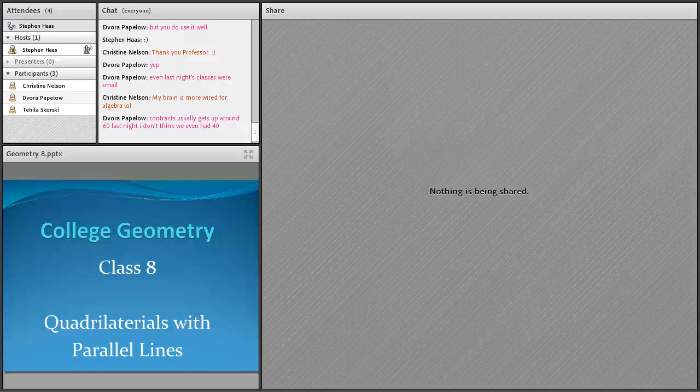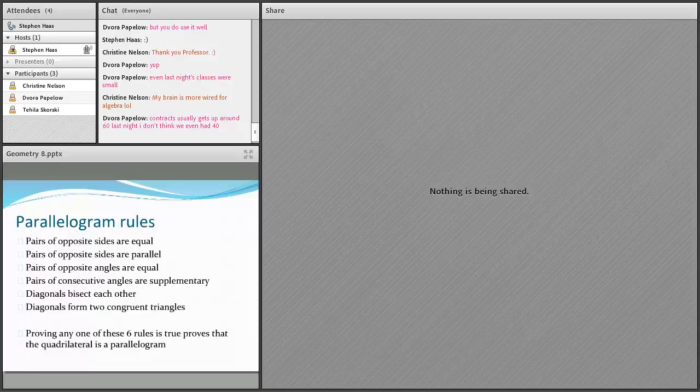But anyway, it is class number 8, and this class is about quadrilaterals with parallel lines. I'm going to zip through the slides because everything on them we've already covered in the past. Once we finish the slides, we will go through a bunch of practice questions that I have lined up. And by the end of the day, hopefully we will all be certified experts in doing geometry problems relevant to quadrilaterals.